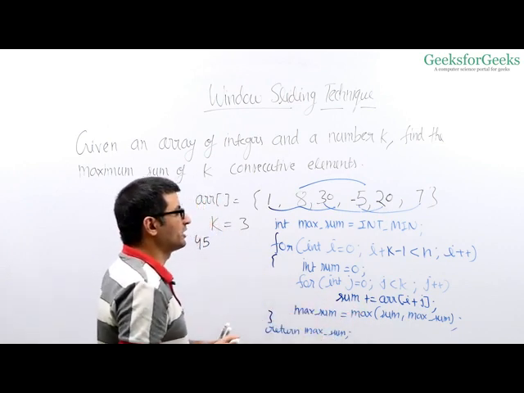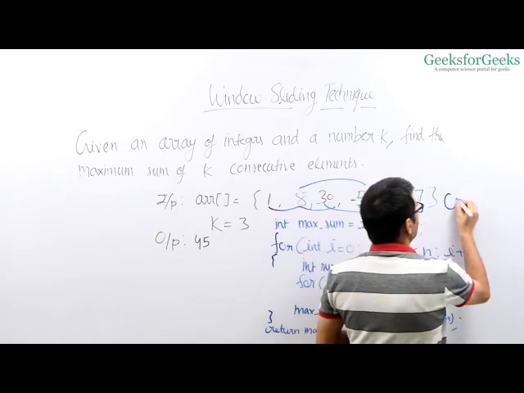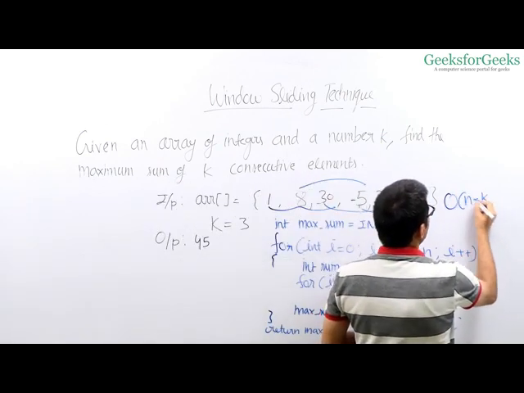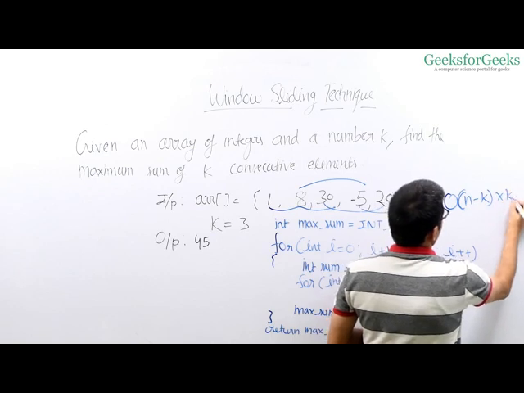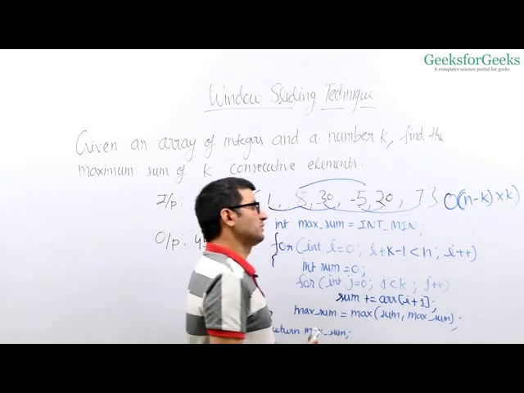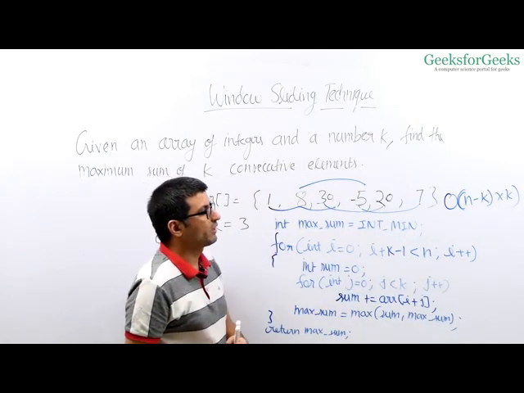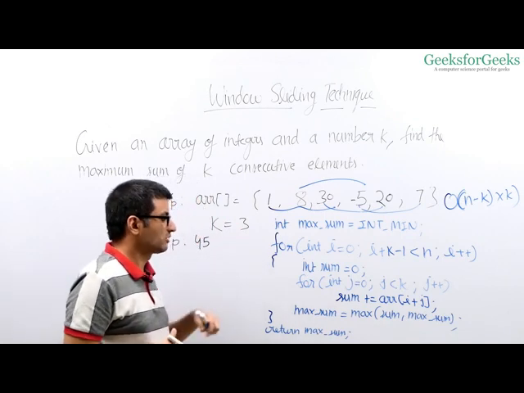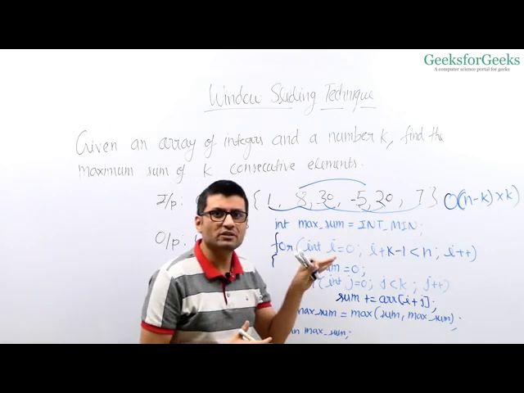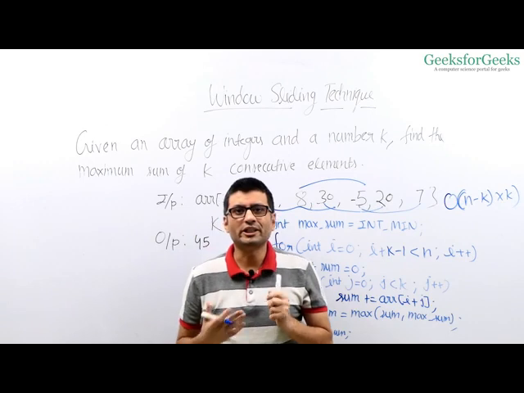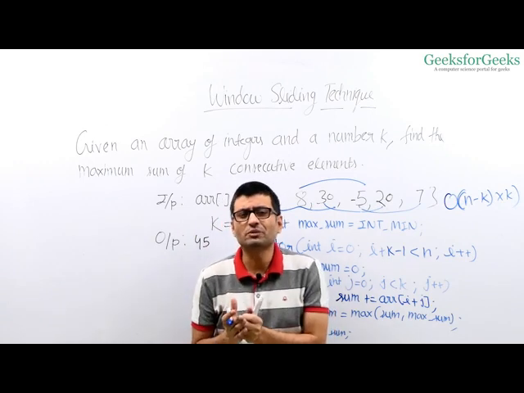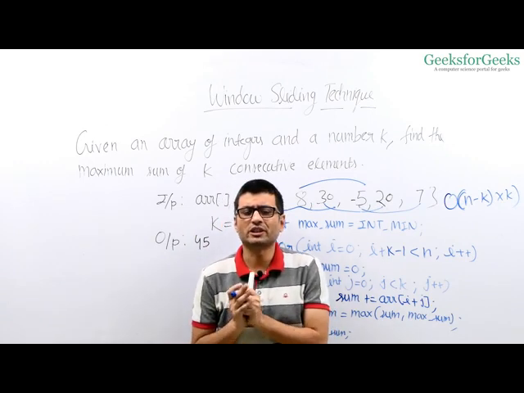So what is the time complexity of this? It's going to be big O of (n minus k) times k. Imagine if k is n by 2, it's going to be n square by 4, which is big O of n square. So this is kind of a quadratic solution. Can you solve this problem in linear time? You may pause this video now and think of a solution which works in linear time.